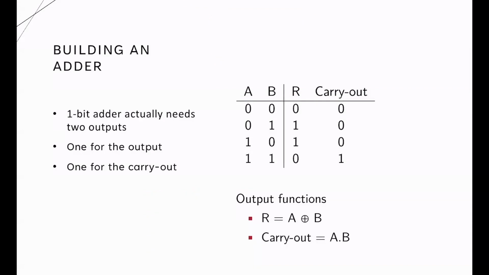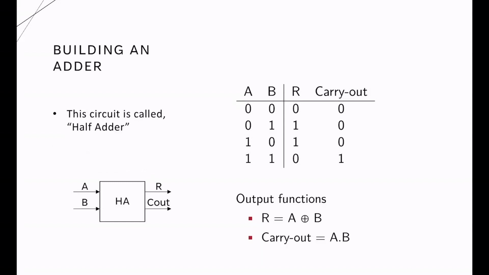So when we look at the output, sum is 1 if the inputs are different. So it's the same as an XOR gate, right? The output can be written as A XOR B. If A and B are different, then the output is 1. And the carry is 1 only when both of them are 1s, right? So your carry is A AND B. So this circuit is called a half adder. A half adder has 2 inputs, A and B, and 2 outputs.